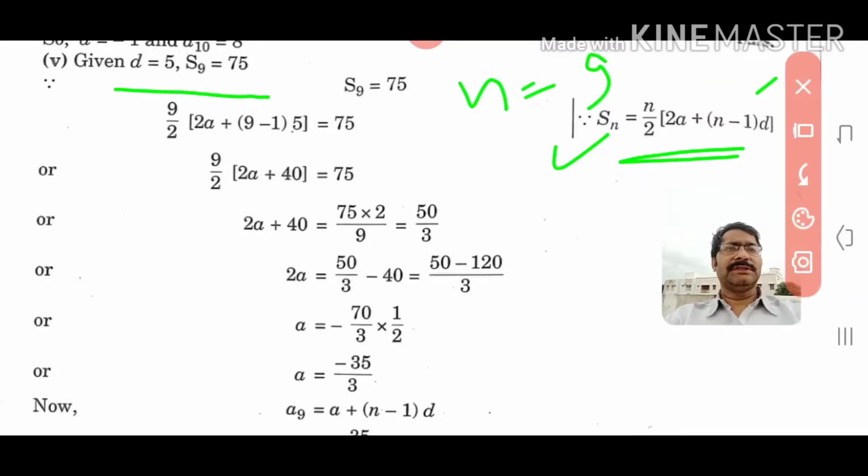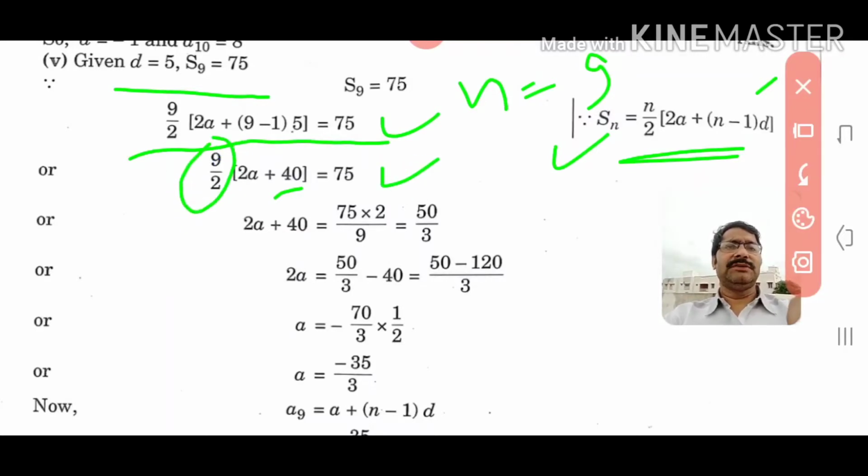First you will put n equal to 9 and d equal to 5 in this formula. So what do you get? 9 by 2 times (2a plus (9 minus 1) times 5) equal to 75, already given. 9 minus 1 is 8, and 8 into 5 is 40. So you get 9 upon 2 times (2a plus 40) equal to 75.